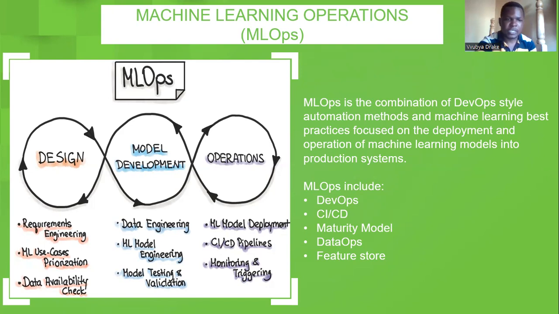Under design, you can have requirements engineering, machine learning use case prioritization, and data availability checks. You can have data engineering, machine learning model engineering, and model testing and validation. Then operations can have machine learning model deployment, continuous integration and continuous development pipelines, then monitoring and triggering. Those are some of the things. Then different machine learning best practices we have are DevOps, which is development operations, continuous integration and continuous development, maturity model, data operations, and all others.